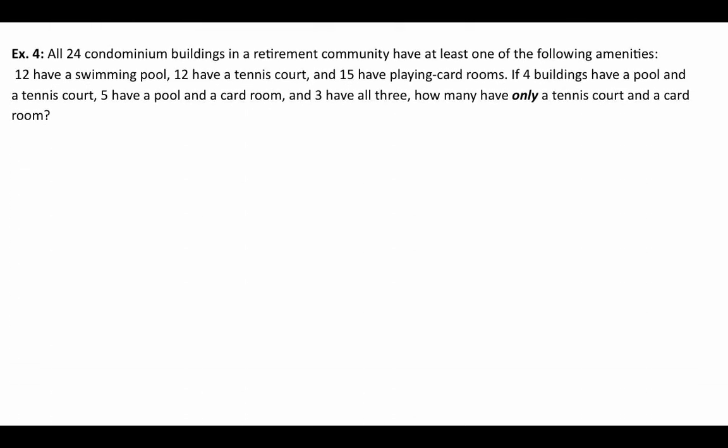Okay, so let's take a look. All 24 condominium buildings in a retirement community have at least one of the following amenities. 12 of them have a swimming pool. 12 of them have a tennis court. And 15 have playing card rooms. 4 buildings have a pool and a tennis court.